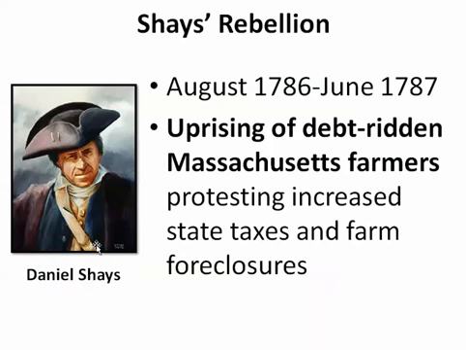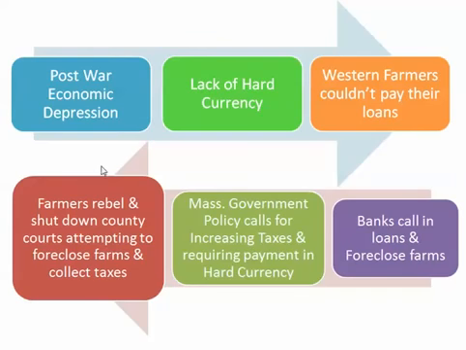So Shays Rebellion happens in protest of those policies. And at the same time, the Massachusetts government is going to raise taxes in order to pay off its debt. So if we look at this cause and effect sheet here, what causes Daniel Shays Rebellion is a post-war economic depression, a lack of hard currency, gold and silver, and the paper money had depreciated. Western farmers couldn't pay back their loans, and the banks are going to call in the loans and foreclose on farms because they want hard currency, gold and silver, not paper currency.